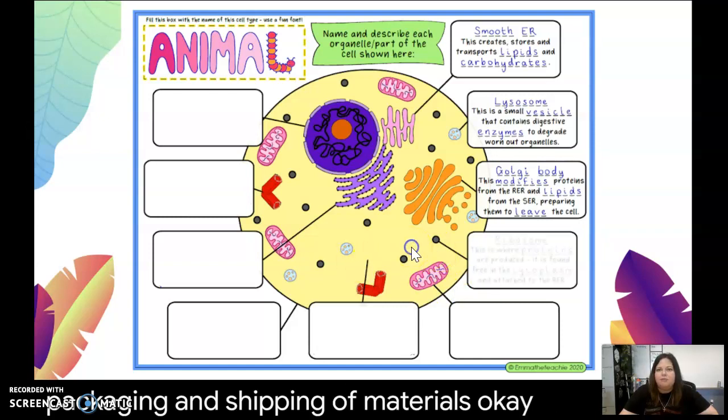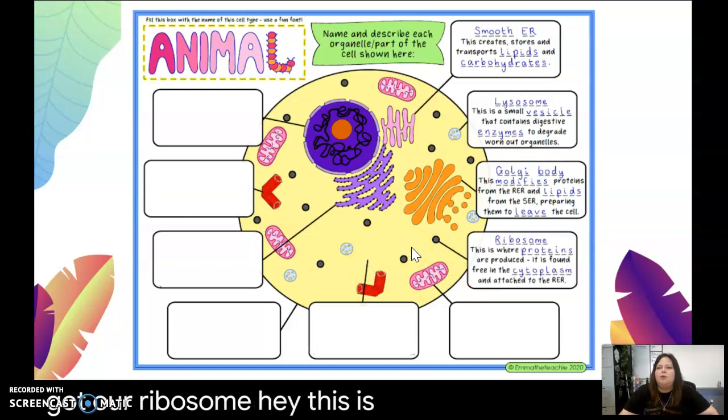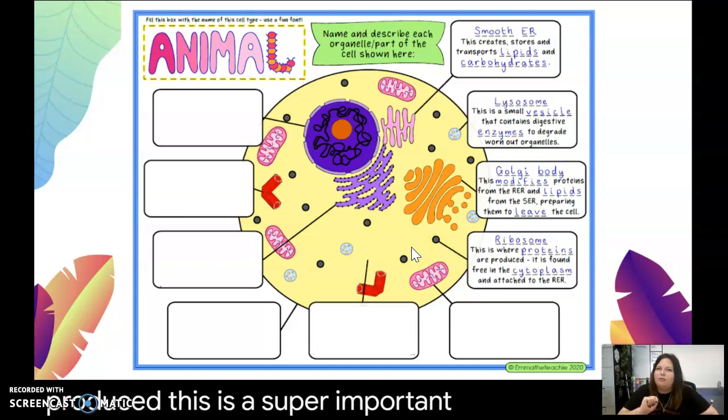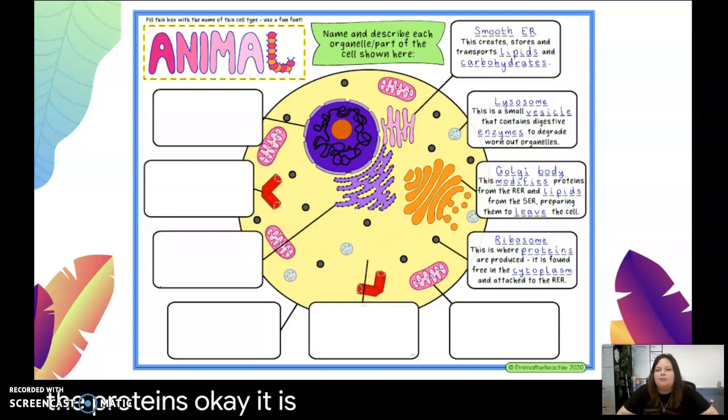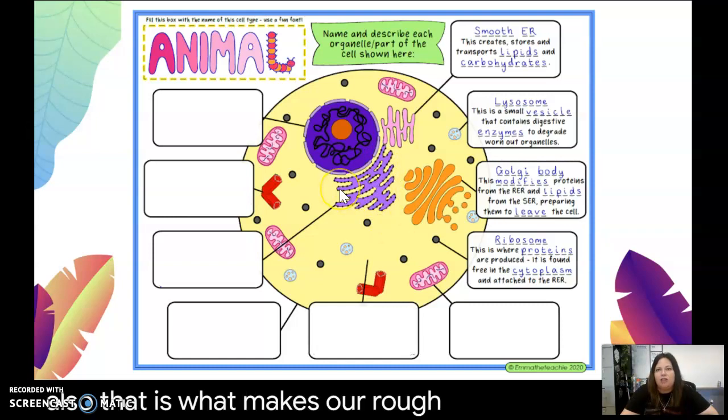Okay. Next, we've got our ribosome. Okay, this is where proteins are produced. This is a super important one for you to know, so make sure you know that ribosomes make the proteins. Okay, it is found free in the cytoplasm, and then also that is what makes our rough ER rough.